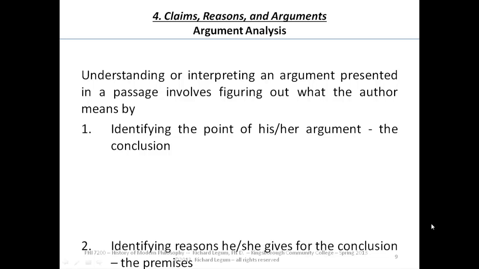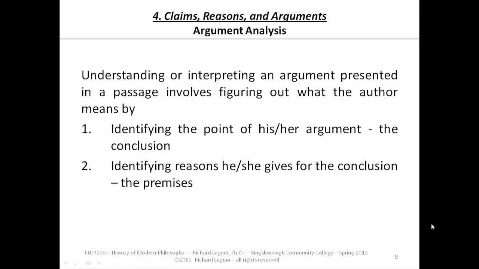Now, having identified the conclusion, we then have to identify precisely what the reasons are that she gives for the conclusion. And sometimes the other thing we're going to have to do is figure out what are some of the unstated assumptions or premises, because oftentimes in giving an argument, a person assumes something but doesn't really provide reasons for it.